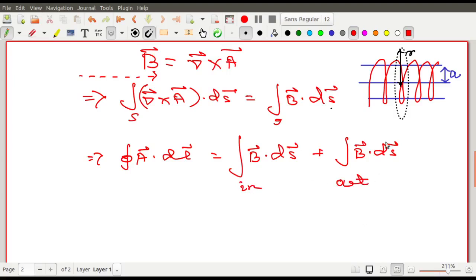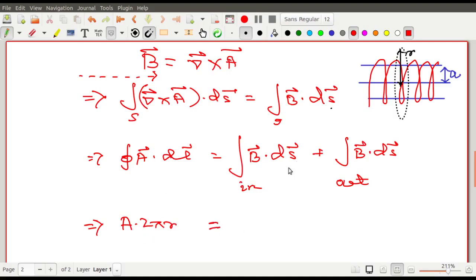This part is inside the surface integral, and the remaining part is outside the solenoid. So I need to integrate them separately. Why separately? Because the magnetic field expressions are different. Magnetic field inside and magnetic field outside are different. So this will give me a into 2 pi r. I just keep a step over here because the intermediate step has been shown to you earlier, so no need to show it. So it is a into 2 pi r integral over the loop.